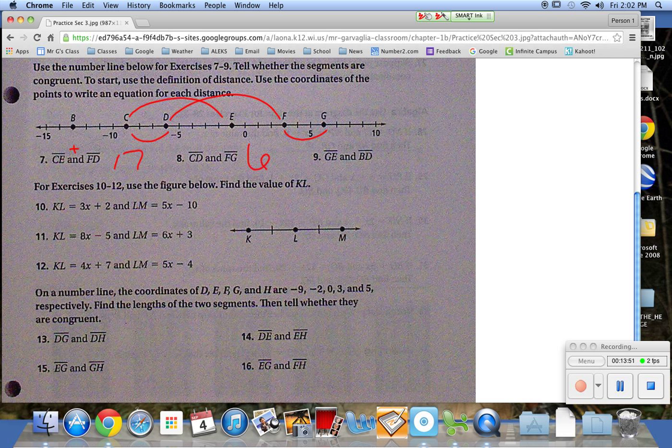Let's take a look at the next one down. KL, this is a misprint on here. This is supposed to say KM. Okay? KL here, and if you notice here, L is the midway point. All right? So if KL is 3x plus 2, and LM is 5x minus 10, if that's the truth, then we can set them equal to each other, right? We can say 3x plus 2 equals 5x minus 10.